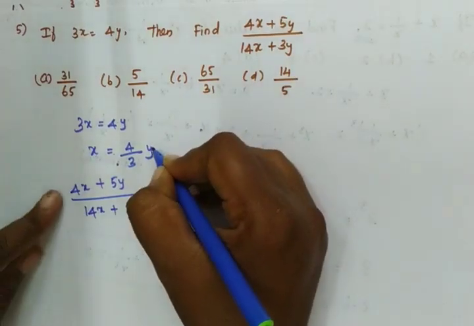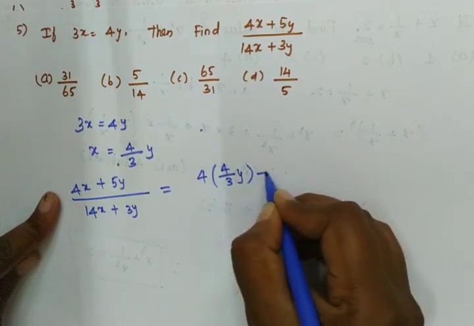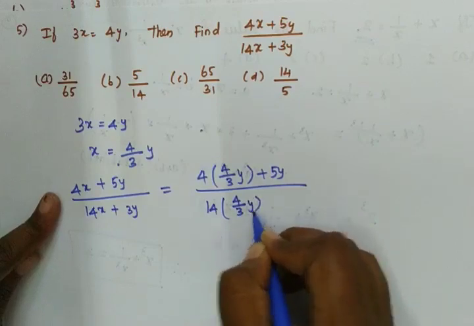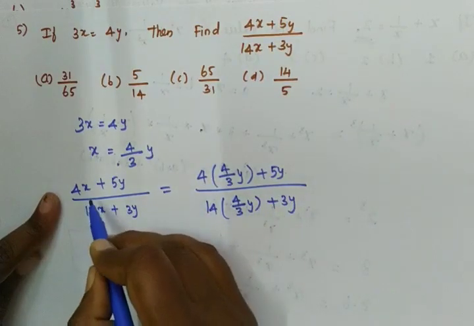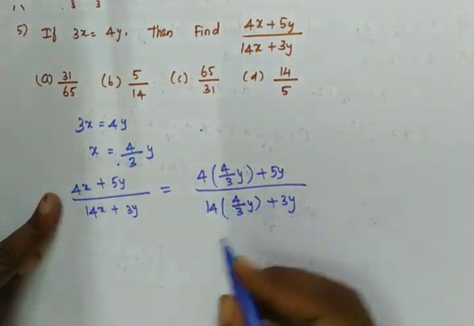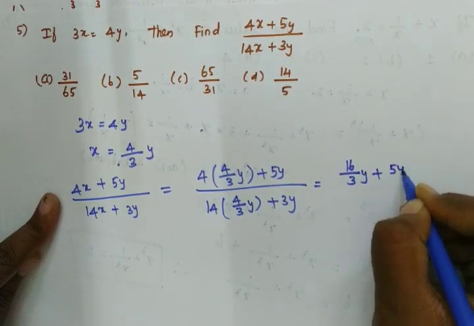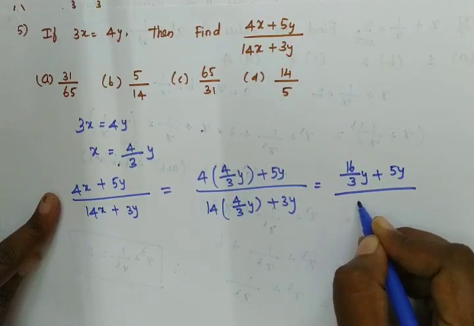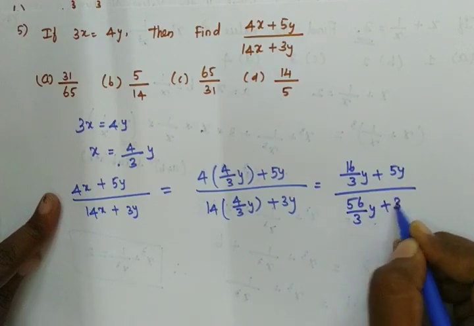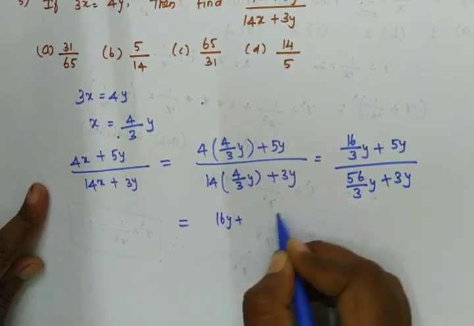Now let us substitute the value of x in this equation. So 4 into 4 by 3 y plus 5y divided by 14 into 4 by 3 y plus 3y. Because if you make this x as y, then we can find the answer easily, or else we can make this y also as x. So which is equal to 4 4s are 16 by 3 y plus 5y by 4 14s are 56 by 3 y plus 3y.